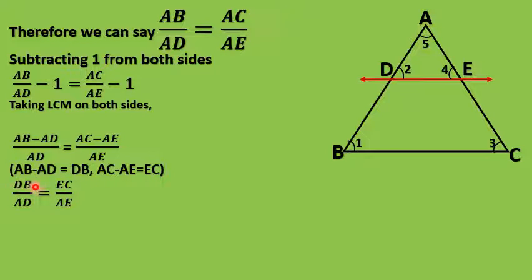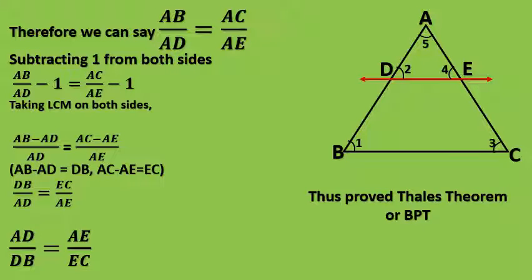So let us write it up and down, because both ratios are the same. So instead of putting DB by AD, I am just writing AD on the top. If you write like this, it's no problem, but I am just putting it in reverse. So AD by DB is equal to AE by EC. That's our Thales theorem proved. Thank you.